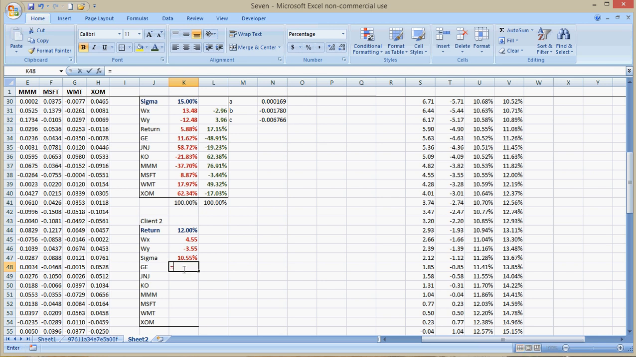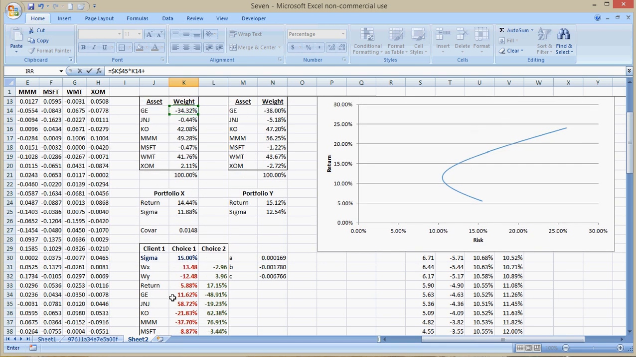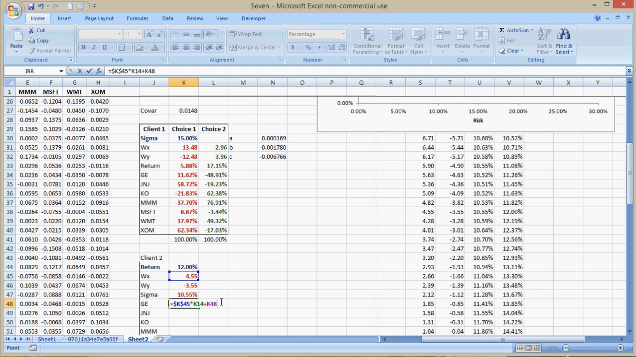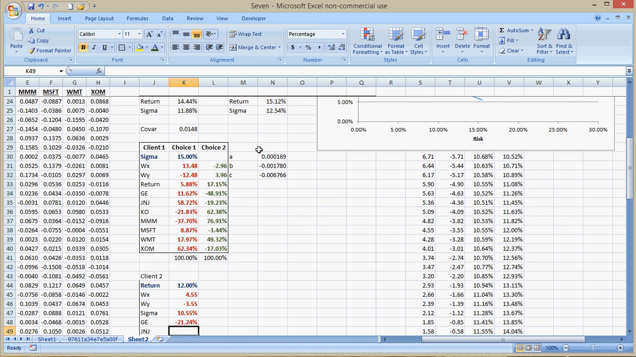So now my weight in GE is going to be equal to the weight of X, same thing, lock this down, times the percent of GE in portfolio X plus the weight in Y, lock that down, times the percent of GE in portfolio Y. And now copy this down.